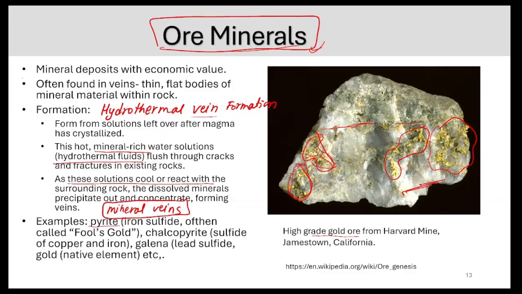Example: pyrite is made up of iron sulfide, often called fool's gold because of its gold-like color. And then we have chalcopyrite, a sulfide of copper and iron. We have galena, a lead sulfide, and we just saw an example of gold in a native element form.